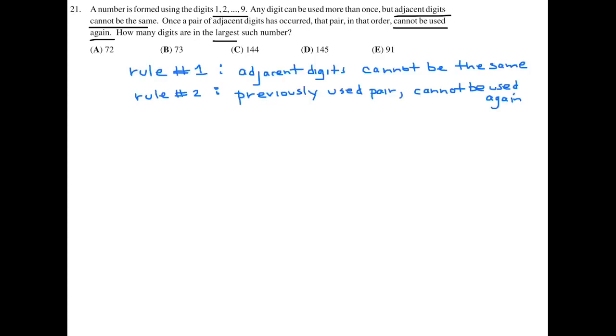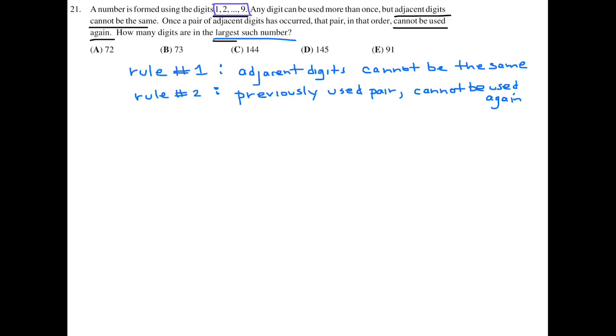All right, so they've given us two rules. Those two rules are that adjacent digits cannot be the same and a previously used pair cannot be used again. So let's start trying to figure out the largest such number. And as I create this number, I will try my best to explain what exactly is going on. So we can only use the digits from 1 to 9.